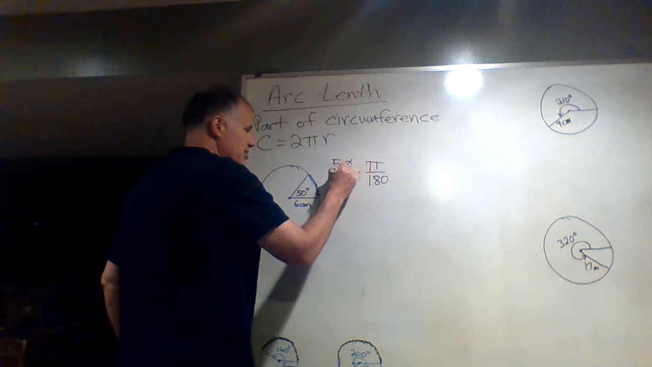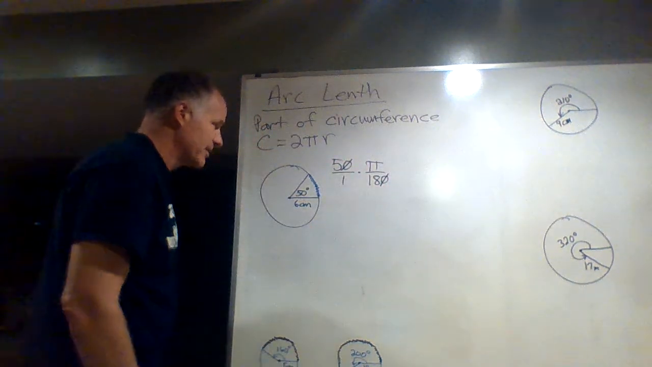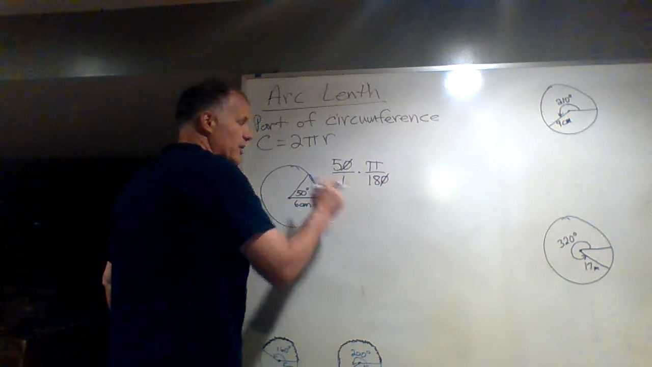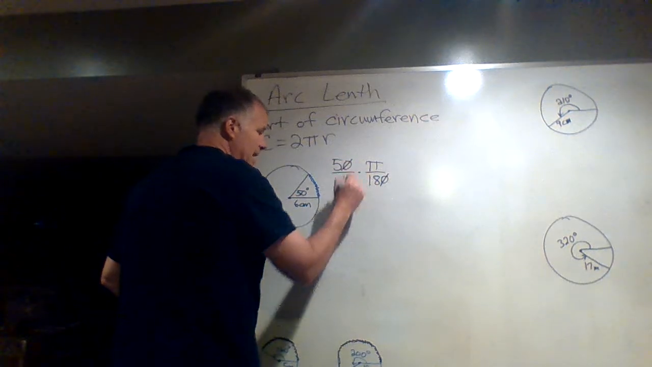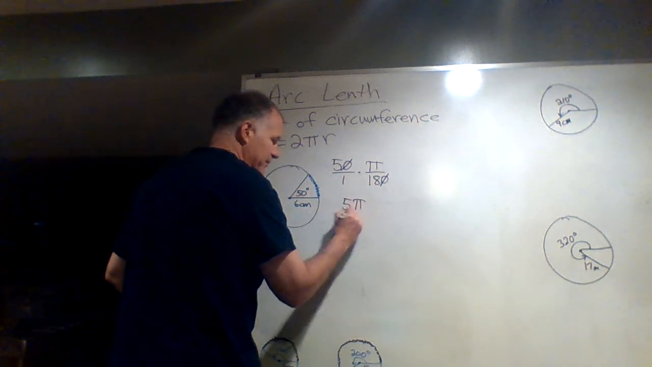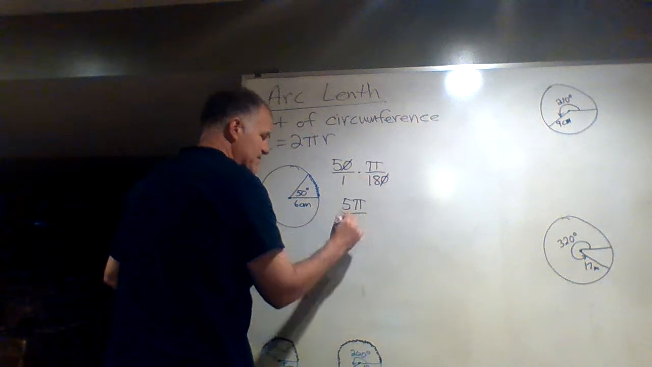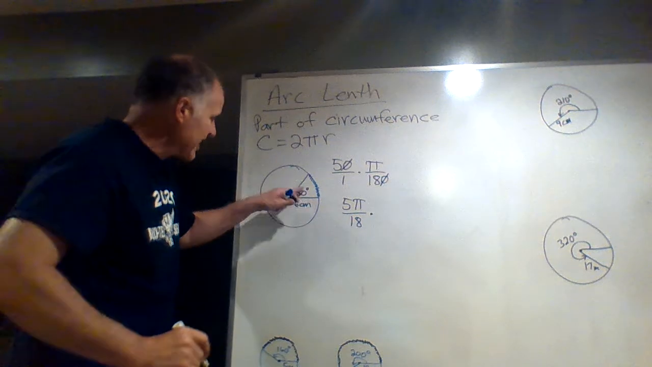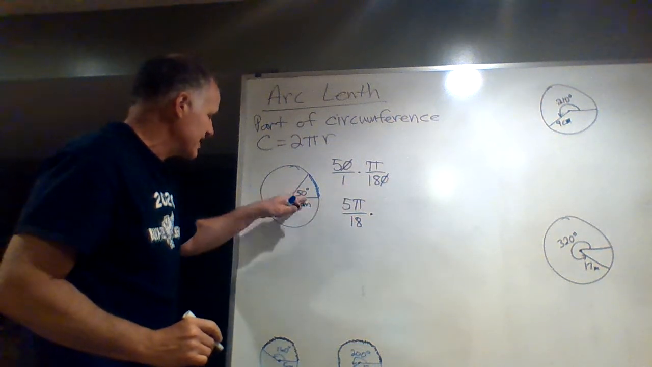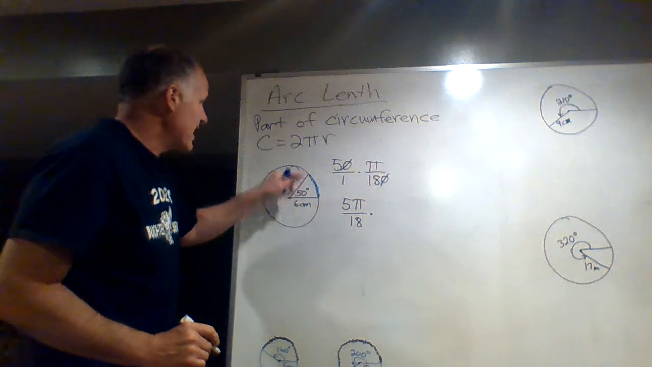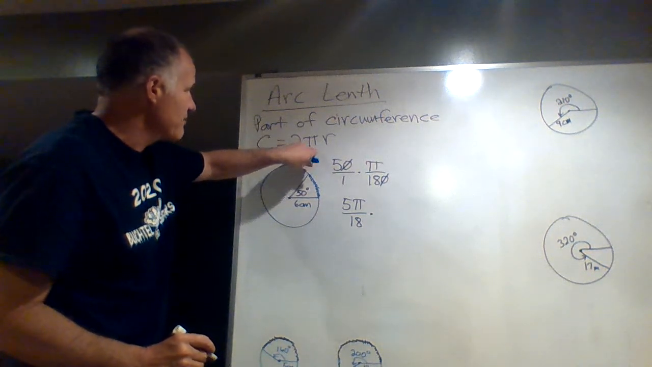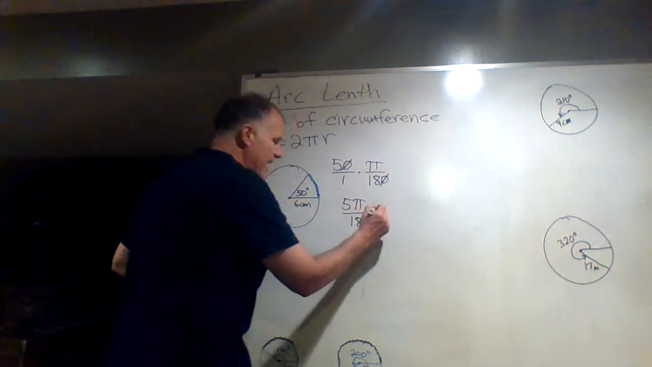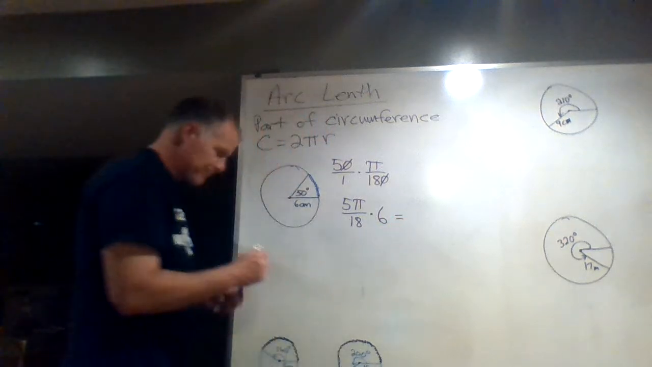You can cross off a 0 on the top and a 0 on the bottom. Nothing else can cancel. 5 cannot go into 18, so we're done. What's left on the top is 5 times pi over 1 times 18, which is 5 pi over 18. So I converted 50 degrees into 5 pi over 18. That's the radian measure. Just like 2 pi is the radian measure times the radius, I'm going to take 5 pi over 18 times my radius to find the arc length.